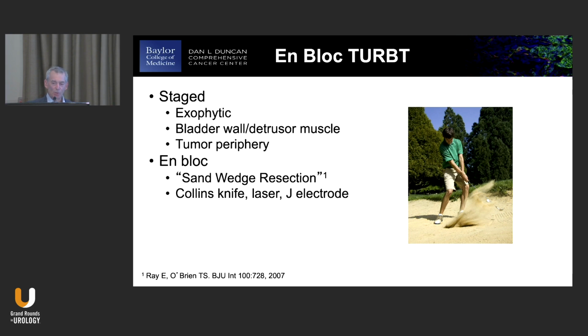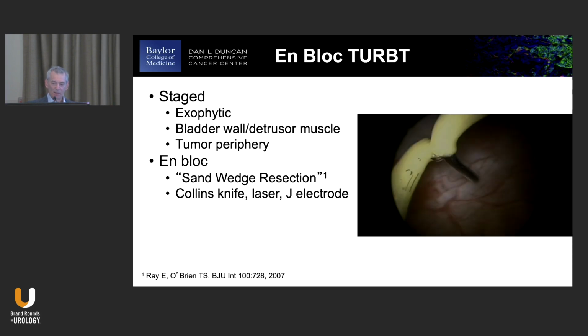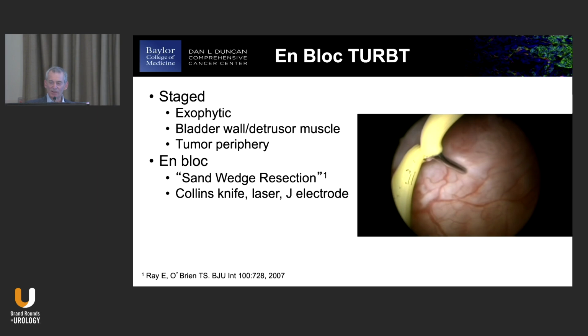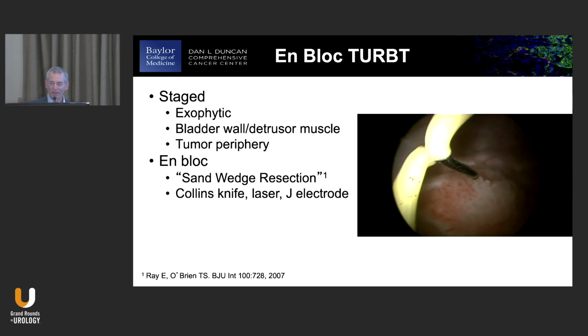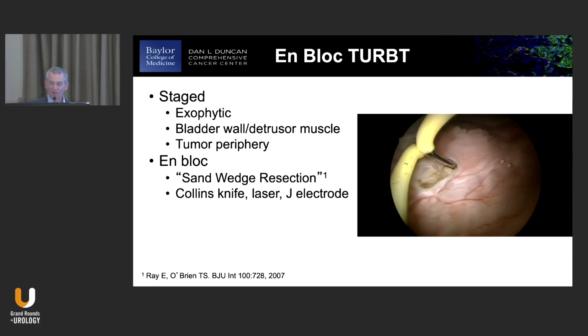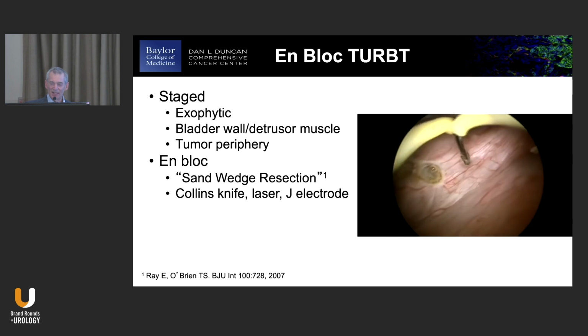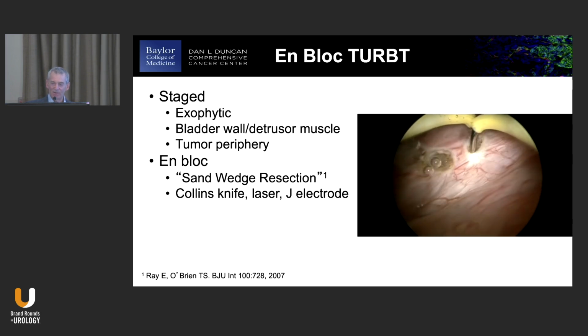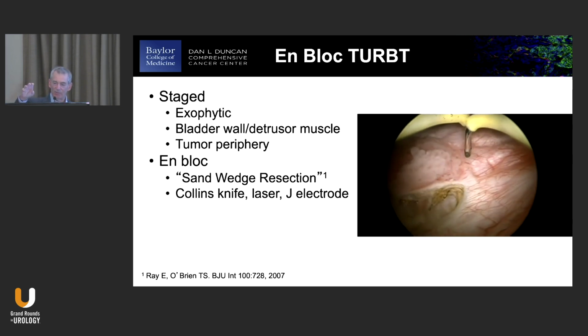Now just advance one. Okay, so I'm using a Collins knife electrode. You're all familiar with this. I'm just going around the periphery of the tumor. You can use cutting or coag, just to define the limits of my resection. And then I teach the residents to think about this as a pair of scissors. You're just kind of spreading, dissecting, pushing.